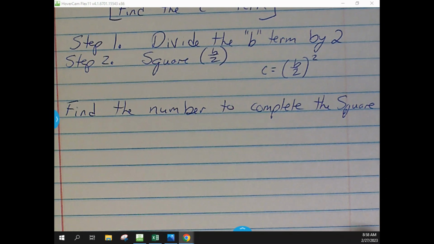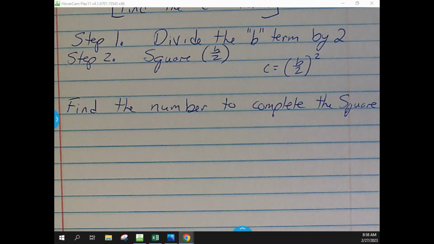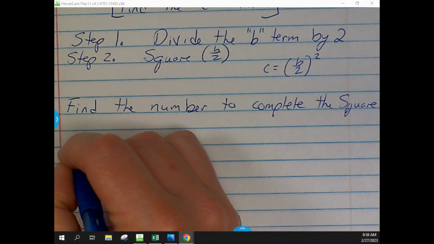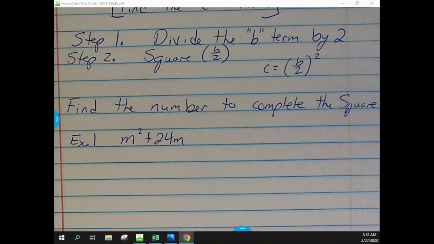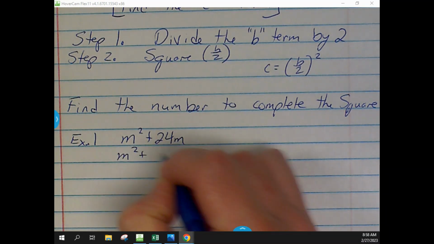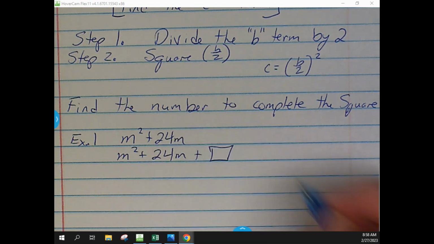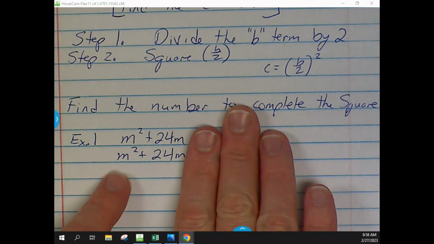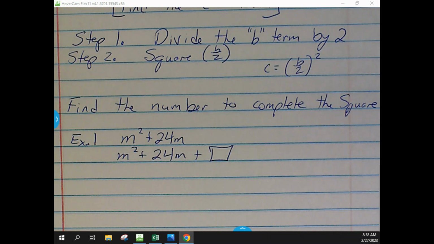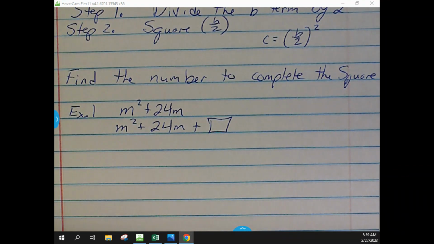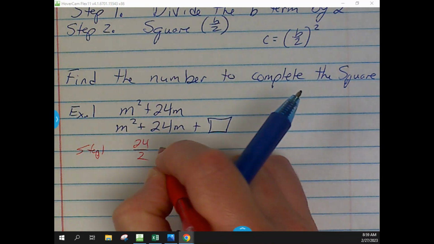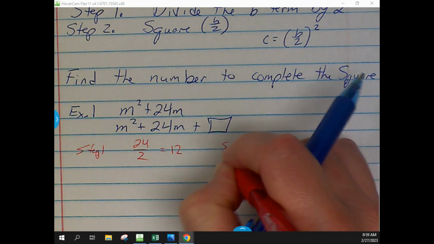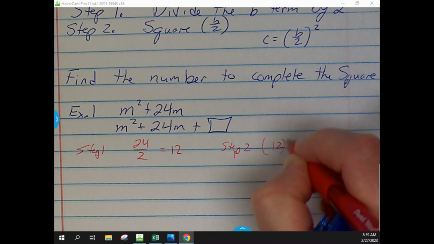Okay, so what we're going to do is give you a problem where we ask you just to find the number that would complete the square. So they may give it to you like this. Sometimes they may give it to you like this. But either way they go, basically you've got something squared plus or minus some number. All right, so step one, pretty straightforward. Just take the b term and divide it by 2, which is 12. And then step 2, you take 12 and you square it.